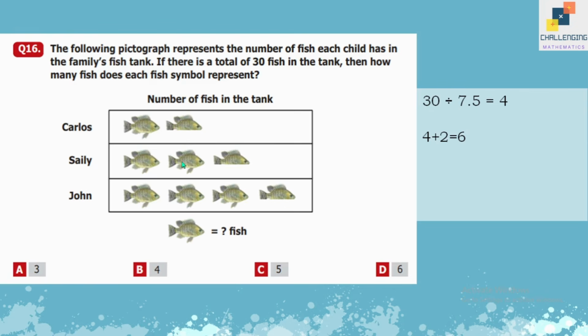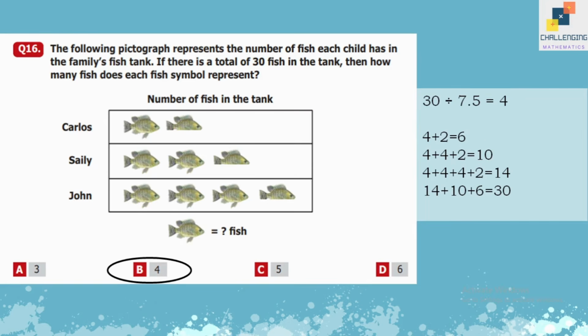We may verify our answer as well by counting the number of fish using 4. Like 4 plus 2, 6. 4 plus 4 plus 2 is 10. 4 plus 4 plus 4 plus 2 is equal to 14. And then if we add all the numbers, the answer is 30. So yes, each fish symbol can be represented by 4. So B is our answer over here.